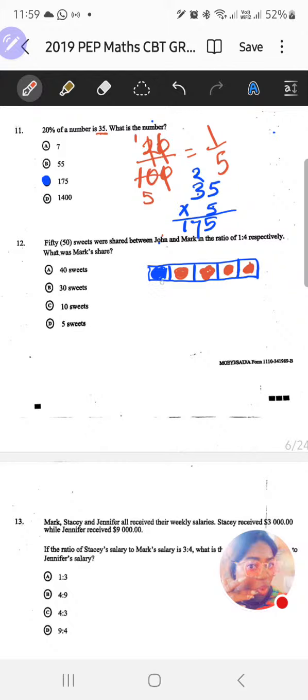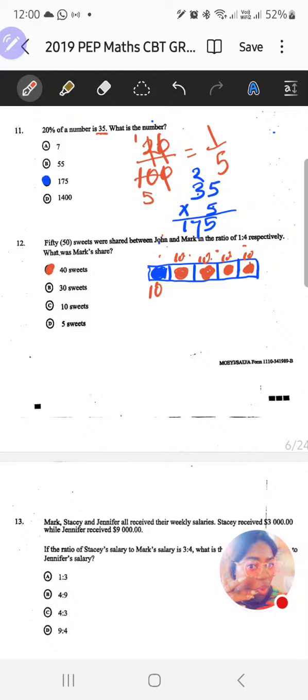So if John has 1 part and Mark has 4 parts, but it's 50 sweets, how do we divide this 50 into 5 equal parts? Simple, 50 divided by 5, right? And that would be 10. So if John has 10, Mark has 10 here, and 10 here, and 10 here, and 10 here: 10, 20, 30, 40. It means, therefore, that Mark's share is 40 sweets. Is that what you got for your answer? If you did, good job.